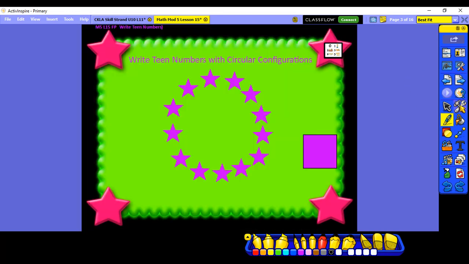Before we begin that, let's do some fluency practice. We practice counting things in a circle. We're going to count how many stars and write the teen number. When we count in a circle, remember we mark where we start. We touch one and count until we get to the end, then we stop. Ready, go.